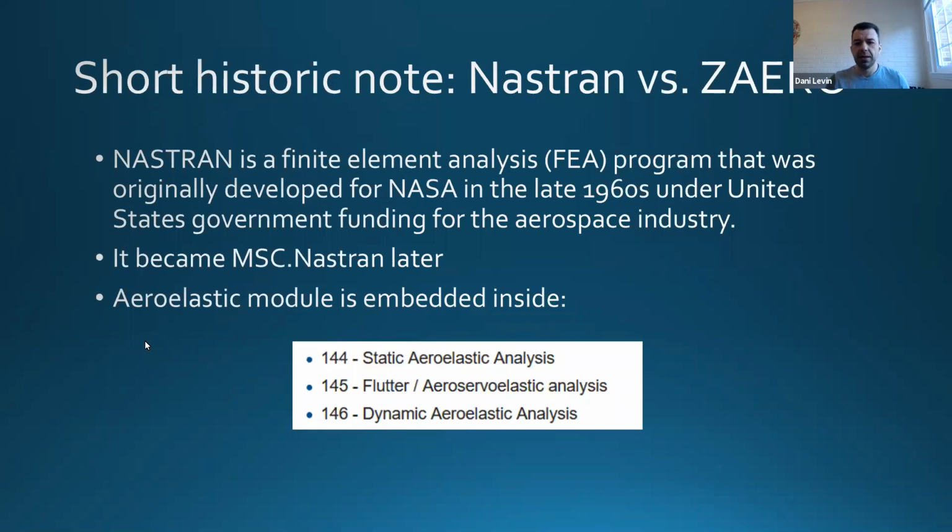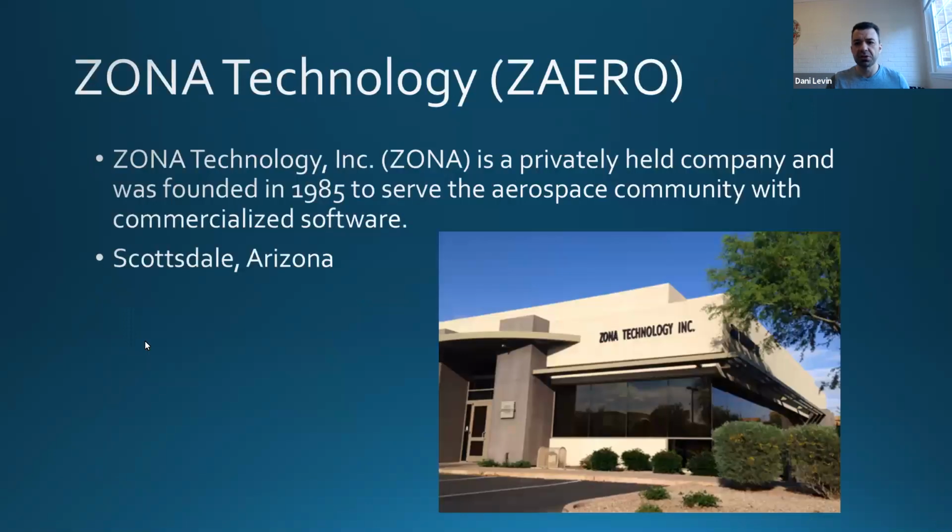Okay. In contrast, ZAERO is a small privately held company in Arizona. Zona is ZAERO from Arizona, whatever you might figure out from this. They started in 1985, and they offer pretty much the same capabilities as Nastran, but they've really enhanced their offering of software packages. This is what I've been using since 2005, maybe, in industry. I'm not familiar with Nastran solutions. I just know it exists, but ZAERO is a very capable package.